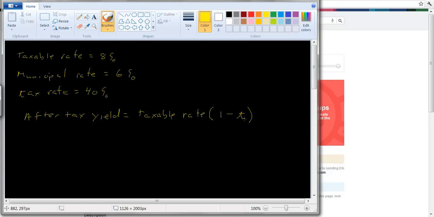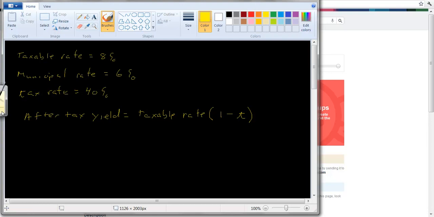Think about it. If you're in the 40% tax rate, what's true? Every dollar you make, you give Uncle Sam 40 cents in taxes. So you get to keep 60%. So your after-tax yield will really be 60% of whatever your taxable rate is. Okay, 1 minus the tax rate.